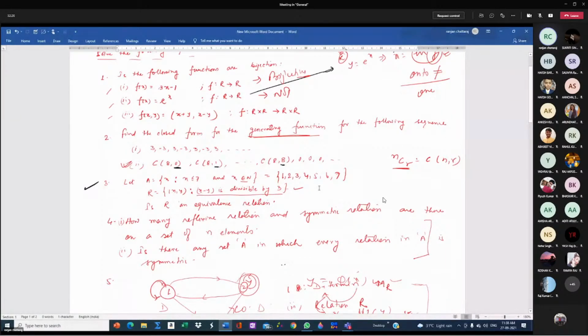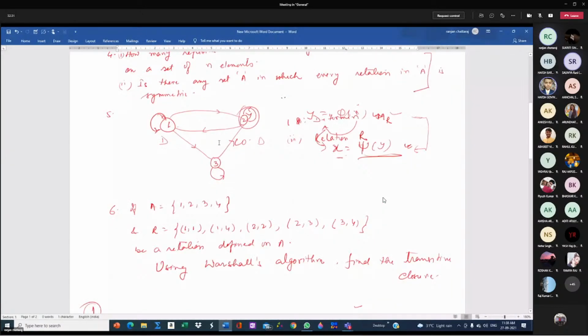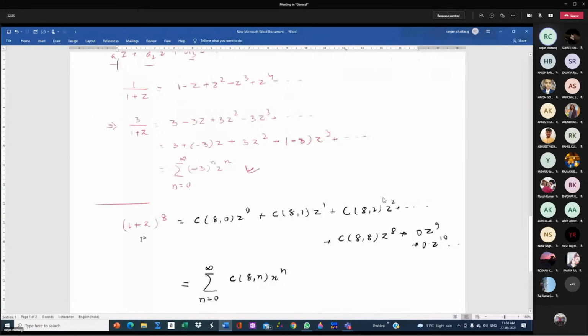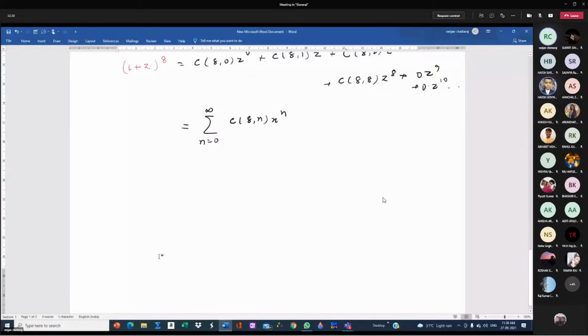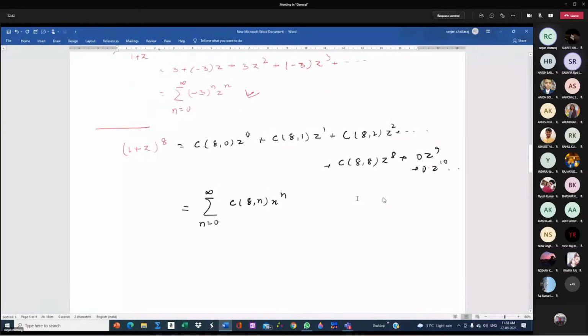1 minus 1 is equal to how much? 0, sir. Is 0 divisible by 3? Yes, sir. Then it is reflexive. Yes, sir.